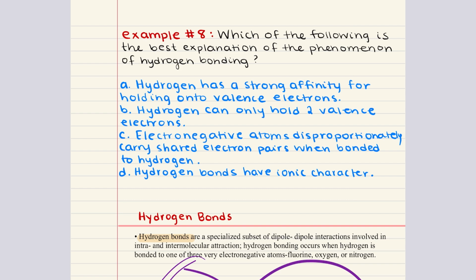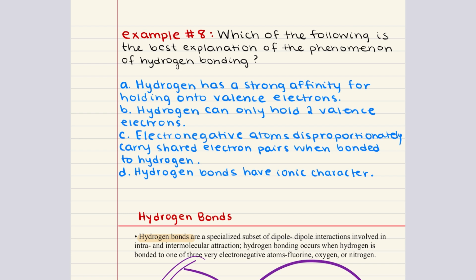Okay, what about B? B says hydrogen can hold only 2 valence electrons. Again, this is a true statement, all right, but it doesn't explain hydrogen bonding. The limitation of hydrogen's valence shell capacity is not directly related to the formation of hydrogen bonds. So we have to be careful maneuvering these kinds of problems because they'll make correct statements, but they're not the proper explanation for certain phenomena.